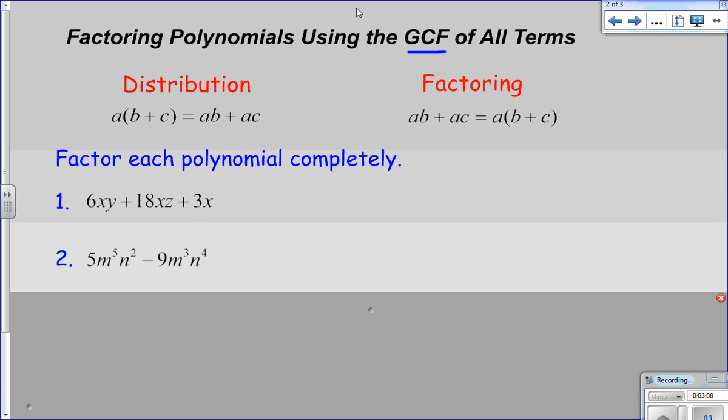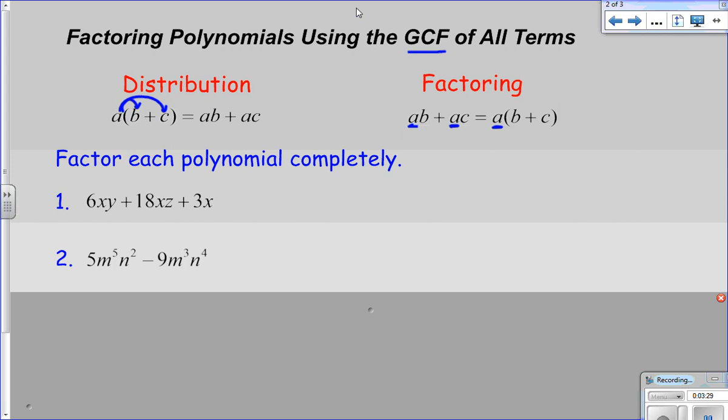So distributing means you take a factor and you multiply it into two different terms, whereas factoring, you think about it as the inverse. You find the common factor in the two terms and you factor it out of them. So let's look at how to do this with the two examples below.